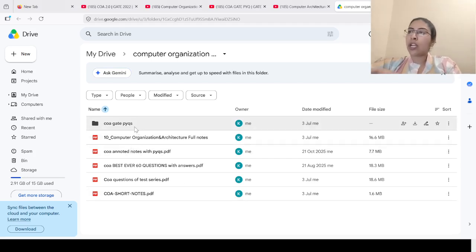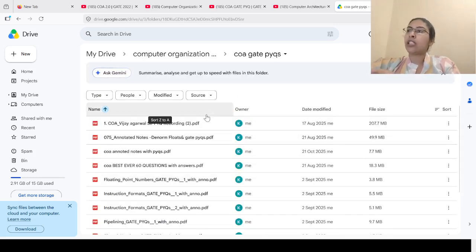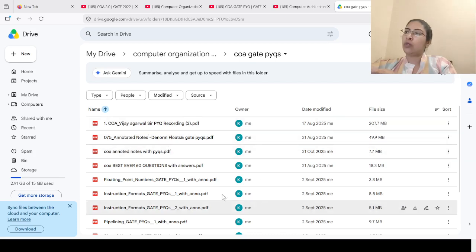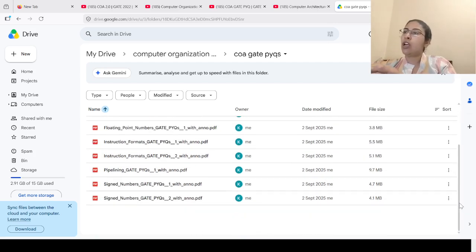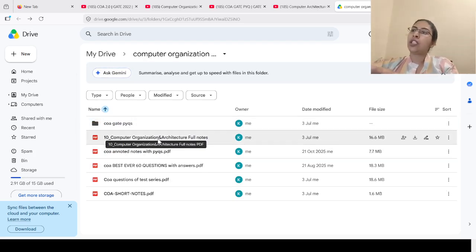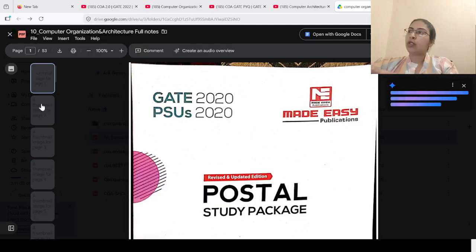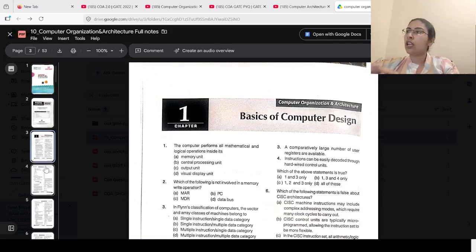So see here, COA GATE PYQs. All the GATE PYQs are here, like COA Vijay Agarwal PYQ. All the COA annotated notes with PYQs, floating point number PYQ, instruction format, pipelining PYQs, and signed number PYQs. All the GATE PYQs are here. Okay. Next is computer organization and architecture full notes. Let me show you. These are the full notes of computer organization and architecture.